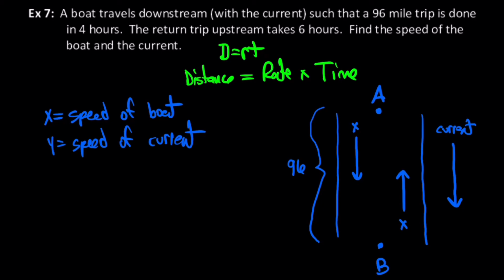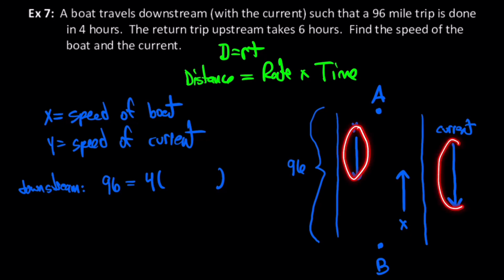All right, so downstream, we have this situation. Distance, 96 miles, equals rate times time. Well, my time is going to be 4 hours, so I'll write that first because that's what it told me right here, 4 hours downstream. What is your rate going to be? Your rate is going to be x plus y, right? Remember this current, that's y. So since those are going in the same direction, you would add those two together in here.